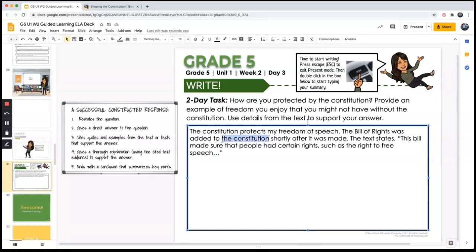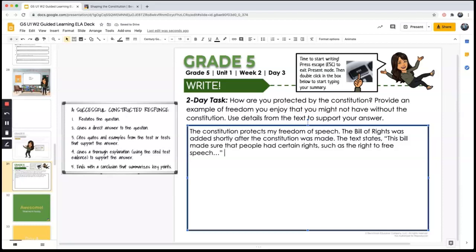The Bill of Rights was added to, no, I don't like that right here. I want to say the Constitution there. So I'm going to write, the Bill of Rights was added shortly after the Constitution was made. I want to be very clear about what I'm talking about. Let's reread, since we've done a lot of editing. The Constitution protects my freedom of speech. The Bill of Rights was added shortly after the Constitution was made. The text states this bill made sure that people had certain rights, such as the right to free speech.